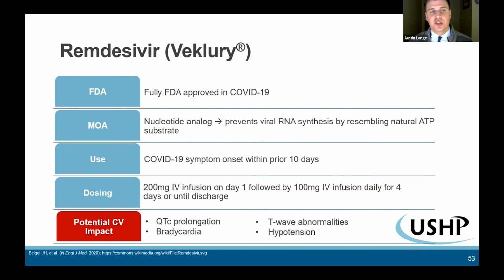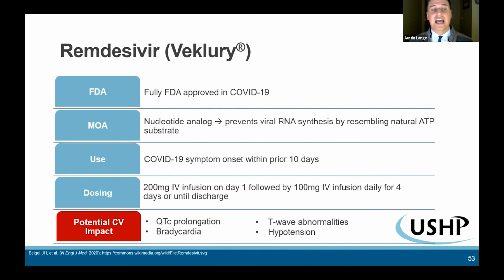As far as remdesivir, we've talked about it a couple times, this is Veklury. This one is fully FDA approved in COVID-19. It works as a nucleotide analog, preventing the viral RNA synthesis by resembling a natural ATP. And that's kind of where the potential risk of a bradyarrhythmia, or bradycardia, comes from, with the adenosine slowing the AV nodal conduction and causing a bradyarrhythmia. And that should circle back. So it's used in patients with COVID-19 within 10 days of symptom onset.